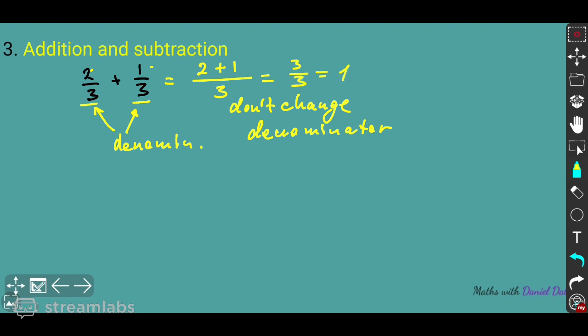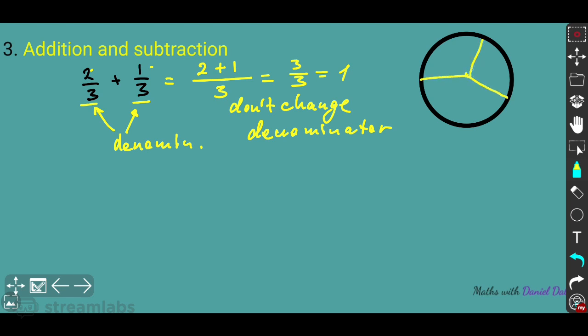How to prove that this is the case, where it comes from? Just remember the pizza. In both cases, you have 3 parts, so you divide the pizza into 3 equal parts. For the first fraction, you have taken 2 parts out of 3, and that yellow zone represents 2 over 3 out of the whole pizza.